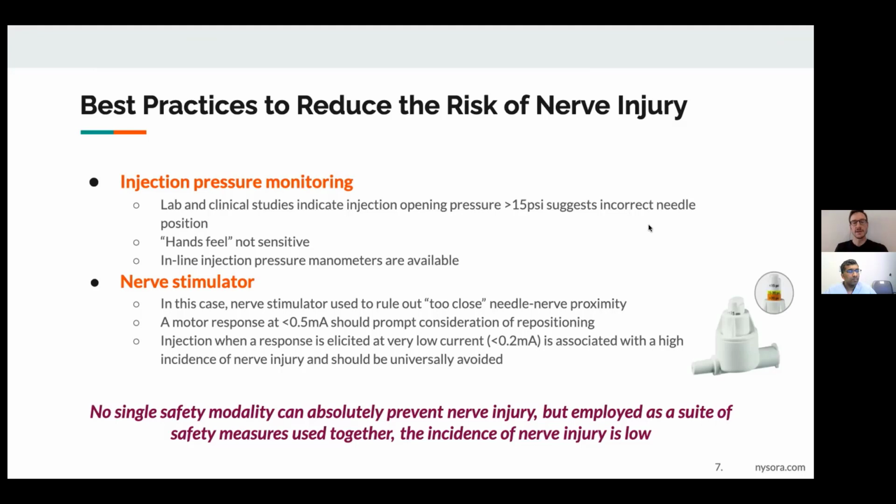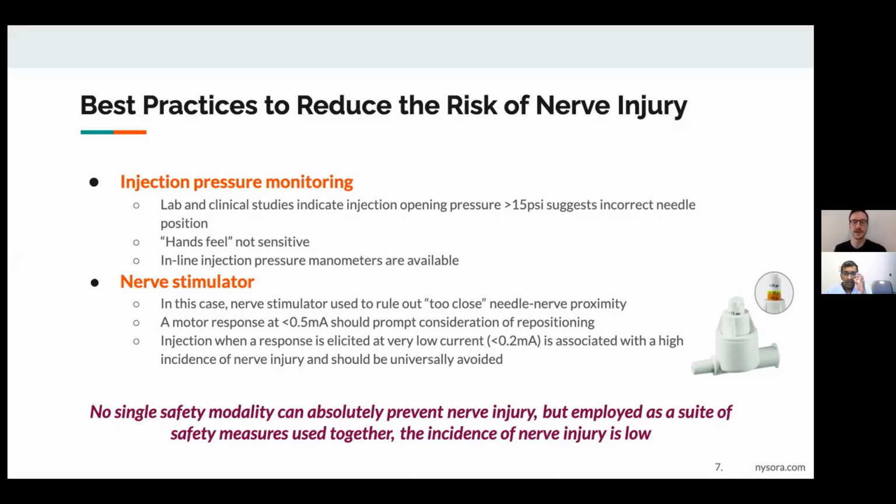And lastly, the nerve stimulator. In this case, we're not using the nerve stimulator specifically to help us find the nerve. We already can see the nerve on ultrasound. We're using it to tell us that we're not too close. What the science recommends here is putting the needle where you think it should be, but before injecting, put some current on through your nerve stimulator. If you're eliciting a motor response, or if it's a sensory only nerve like the saphenous nerve, a sensory response at or below 0.5 milliamps, that might be an indicator that your needle's too close and you might want to reposition the needle somewhat.